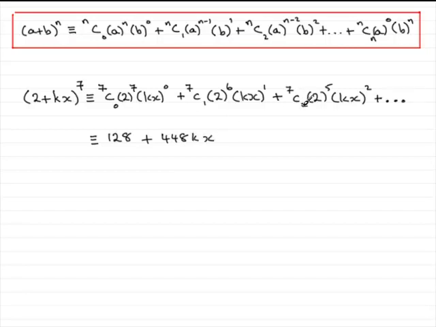And for this one, 7C2 turns out to be 21. 2 to the 5 is 32. So what you're going to have is 21 times 32, which is 672. And then you've got k squared, x squared, and plus and so on. Alright, so there you have the first 3 terms then in the binomial expansion of (2 + kx) to the power 7.